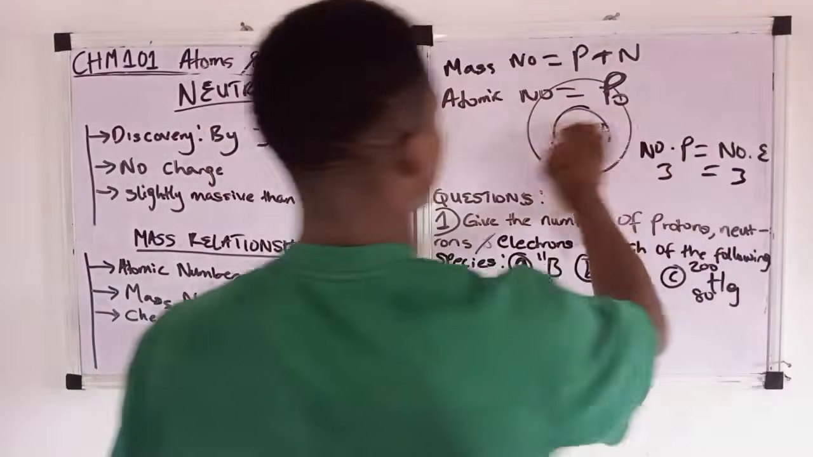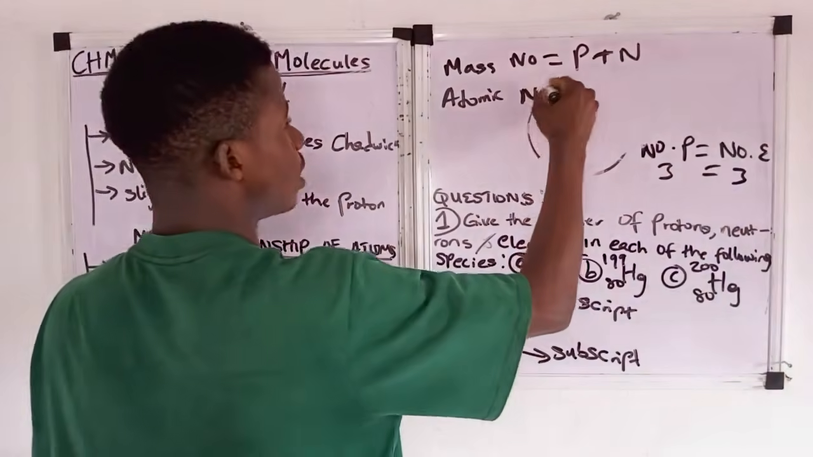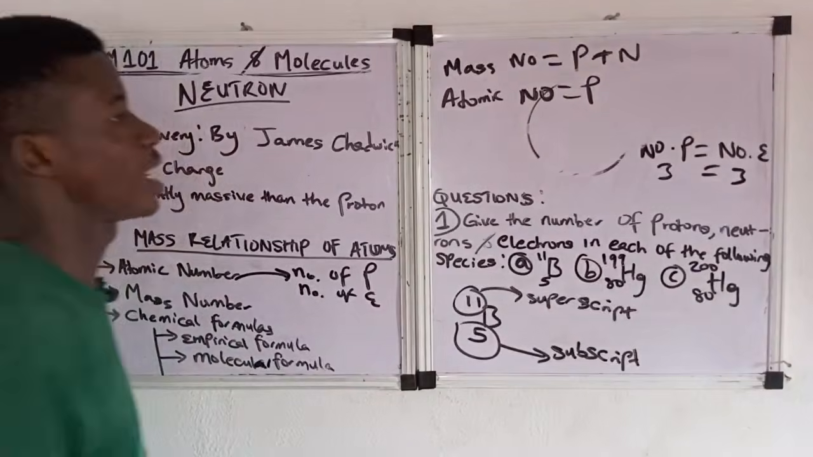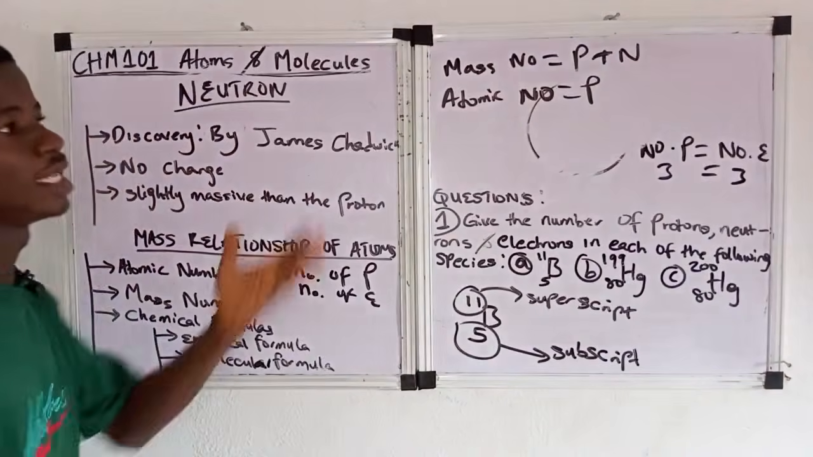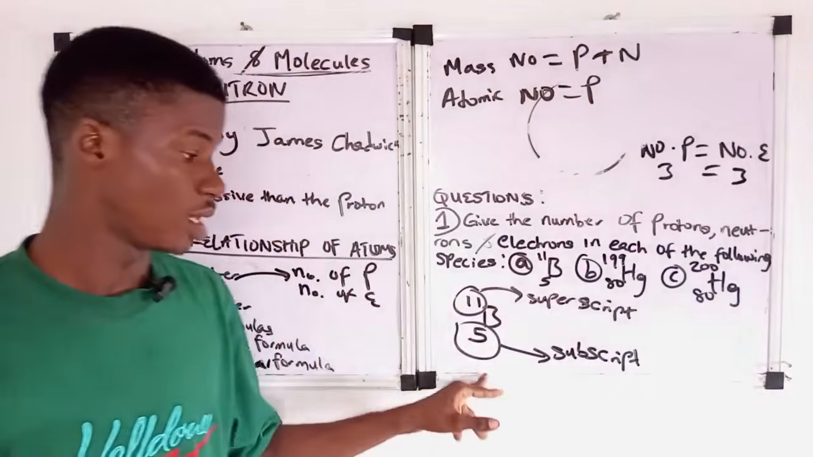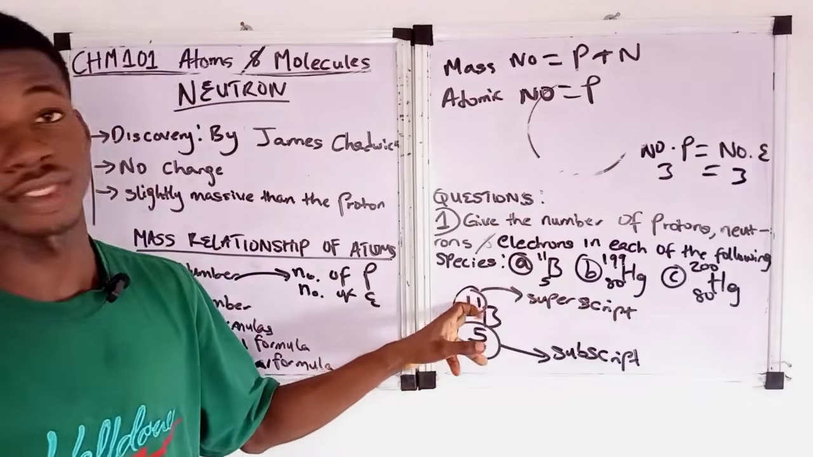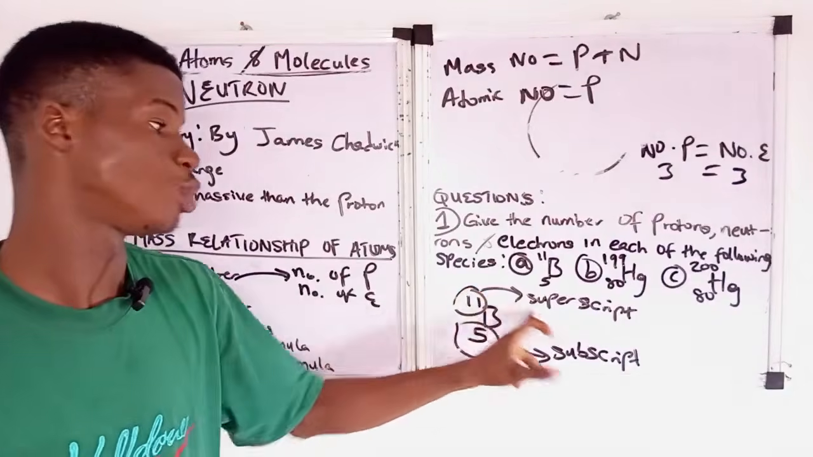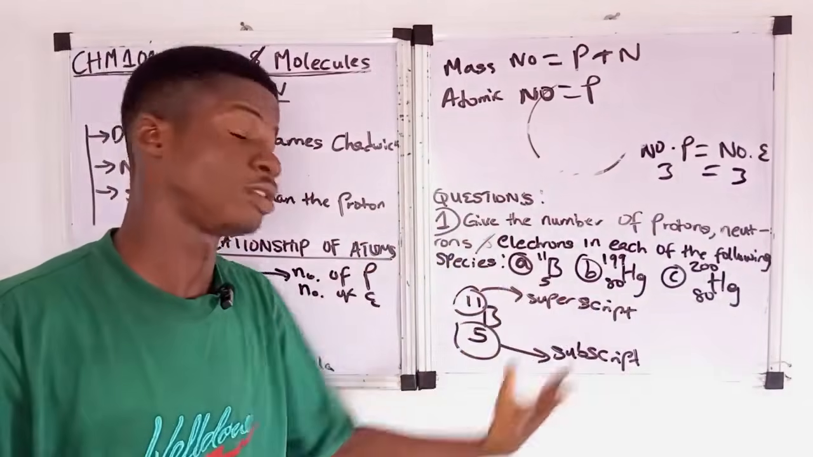So atomic number just equals what? It just equals the number of what? The number of protons in an atom, right? Yes. Where mass number is the number of protons and neutrons, right? Yes. Now I told you that the atomic number is usually at the subscript of the symbol of an atom, whereas the mass number is usually at the superscript of the symbol of an atom, right?